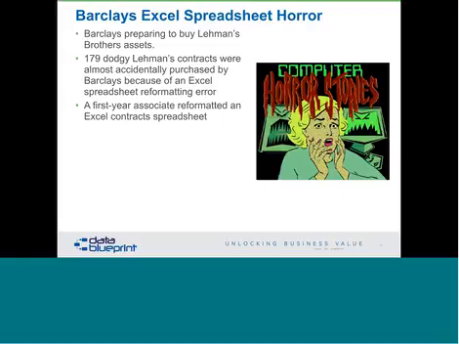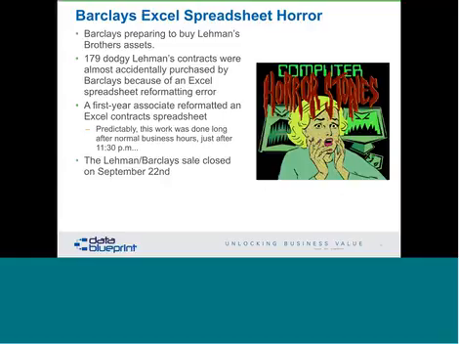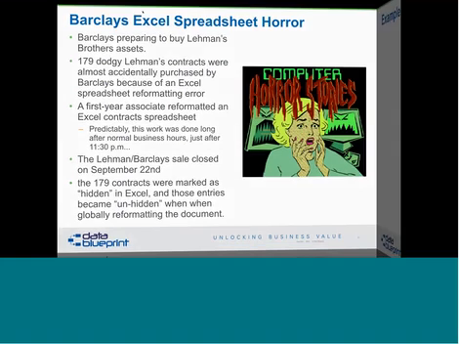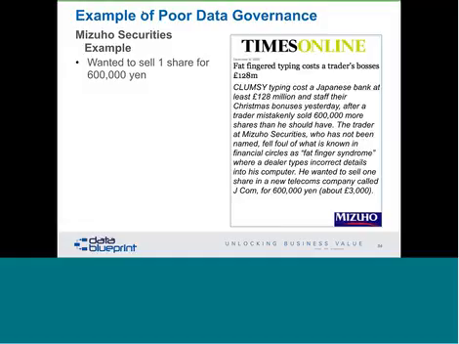And the reason they did that was because a first-year associate in the middle of the night reformatted the spreadsheet to make it look pretty. And when they closed the deal, they bought 179 things that they hadn't intended to buy. So you better believe at this point, Barclays Bank has some very strong governance around their data.